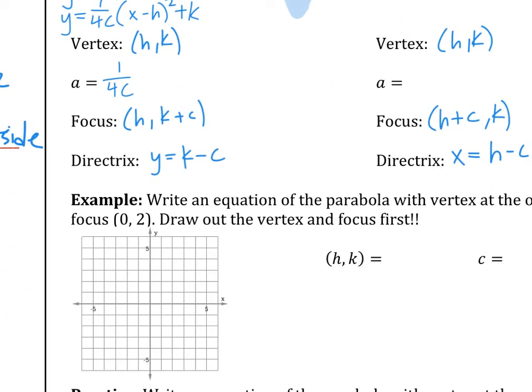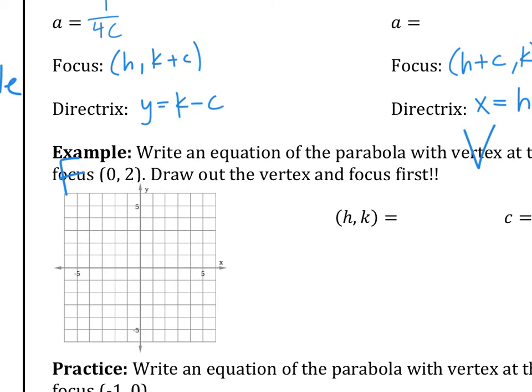Okay, let's look at one question. Write an equation of the parabola with the vertex at the origin and focus at 0, 2. Okay, just draw the picture first. Label vertex, label focus. So what I usually do is V for vertex and F for focus. Okay, draw just a general shape of this parabola. And then we're going to figure this out together.